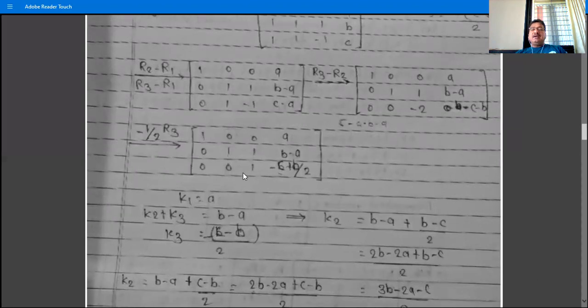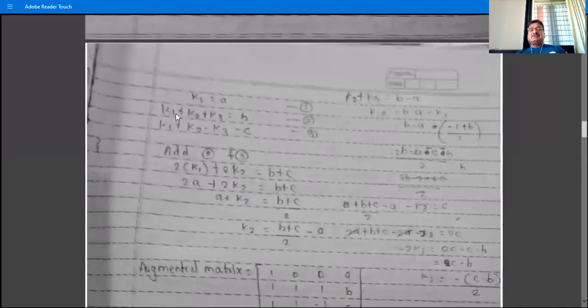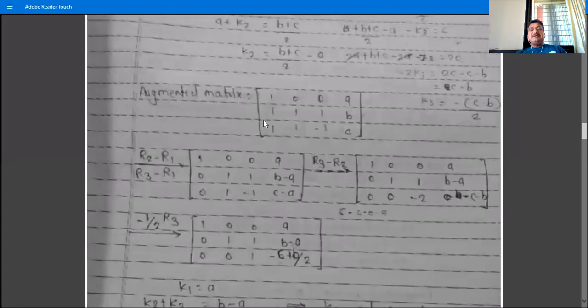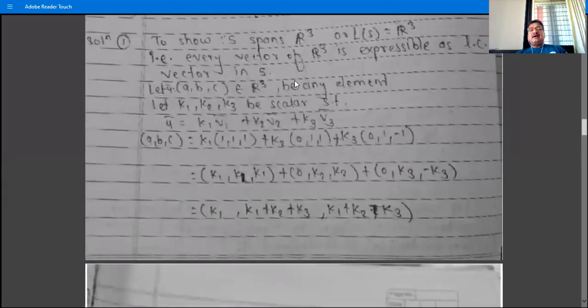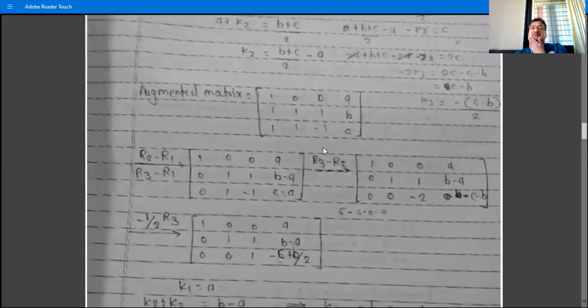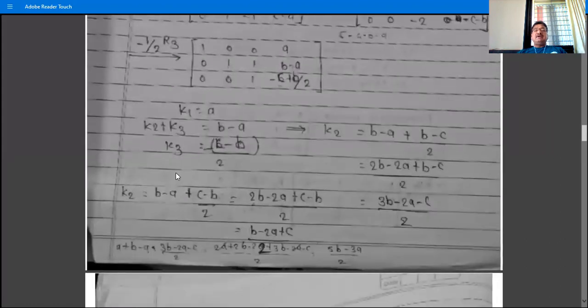So the rank of A is equal to the rank of AB, and therefore the given system is consistent. If the system is inconsistent, then we say K1, K2, K3 do not exist, and in that case we say this ABC is not a linear combination of these 3 vectors. But here the system is consistent. Now we have to find the values of K1, K2, K3.